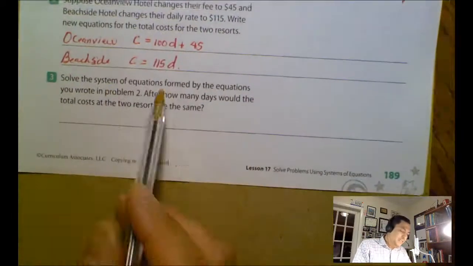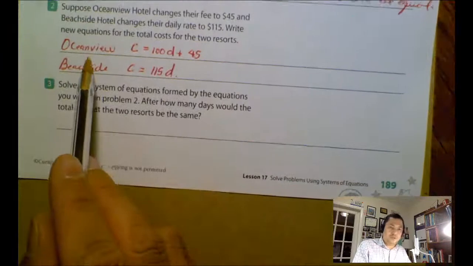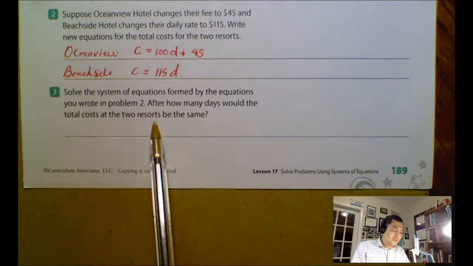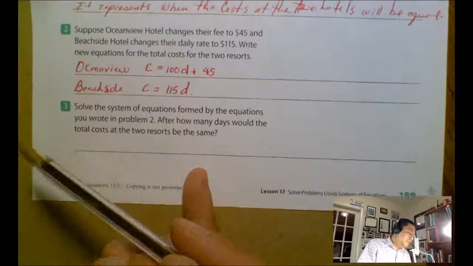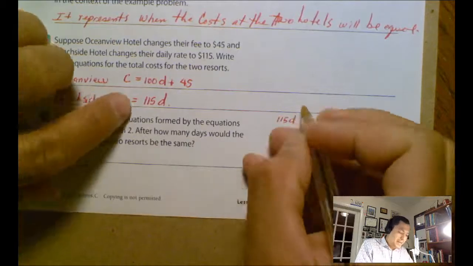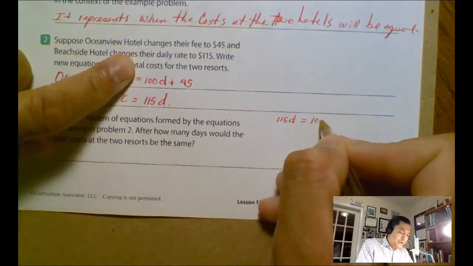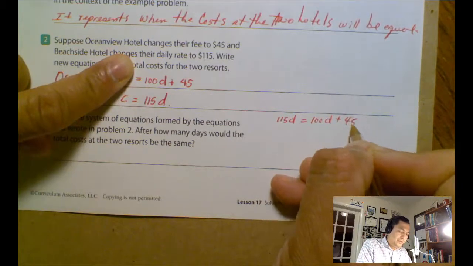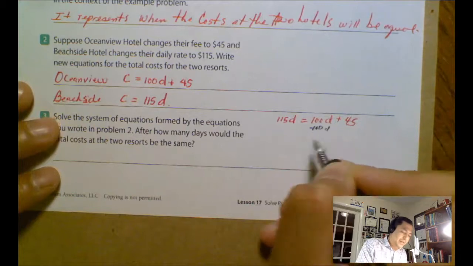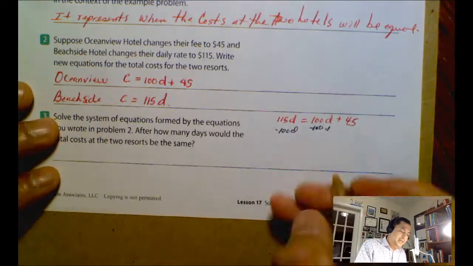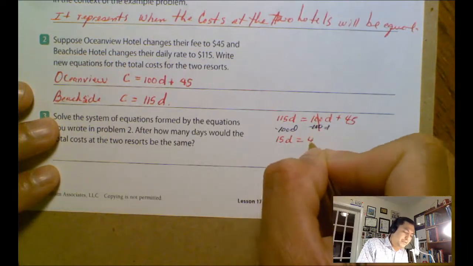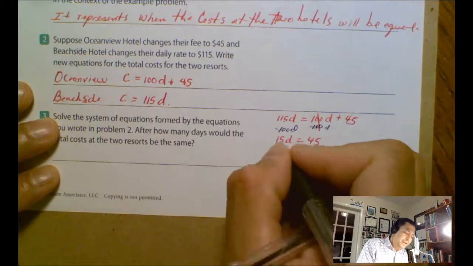Number 3, solve the system of equations formed by the equations you wrote in problem number 2. After how many days will the total cost at the two hotels be the same? So we solve those. So I have 115D equals 100D plus 45. So let's subtract: minus 100D, minus 100D. So we have that 15D equals 45. So then we divide by 15.